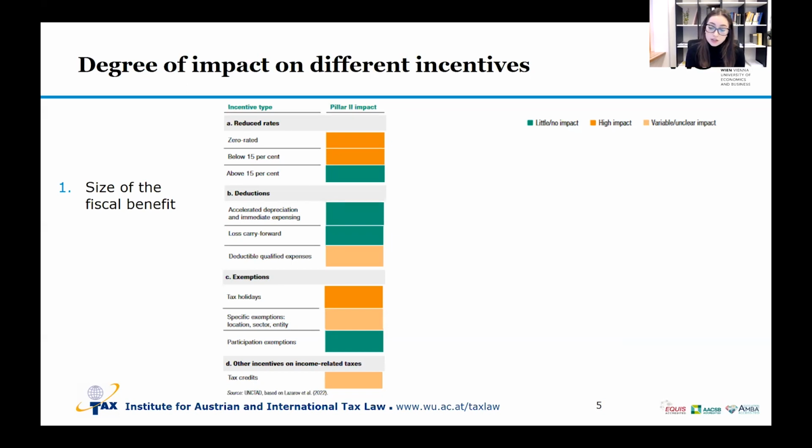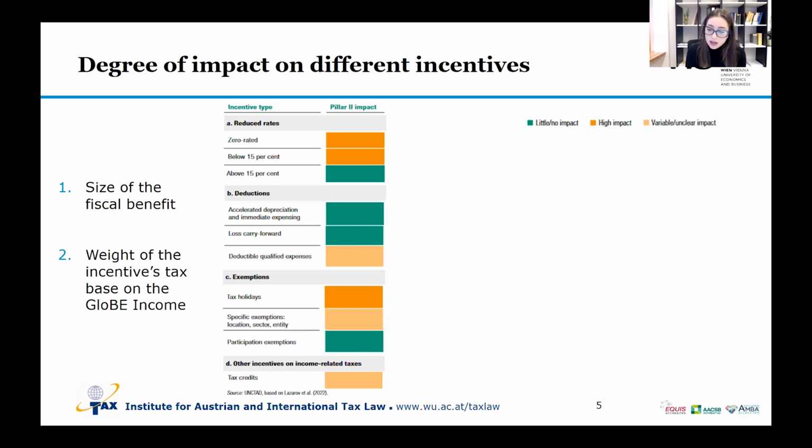The second factor that will determine the impact is the relevance of the tax base to which the incentive applies in the entity's total GloBE income. For example, if the incentive is granted to just a limited portion of the GloBE income, then the impact might be reduced. But if it's to a large portion, then it might be more affected.